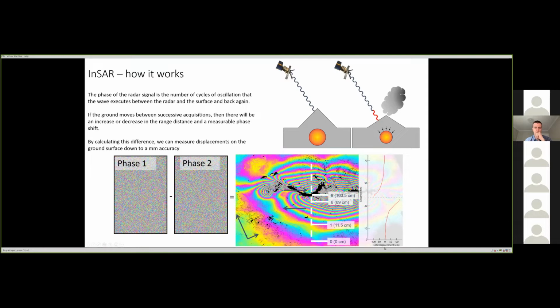In this particular case, this was from the Darfield earthquake in 2009. And if you were to try and interpret this, what you would say is for each of these contours or fringes, you just count these through. In this particular case, each one is around 11 centimeters of movement, either towards or away from the satellite. And then we can build a complex picture of how the ground has moved.